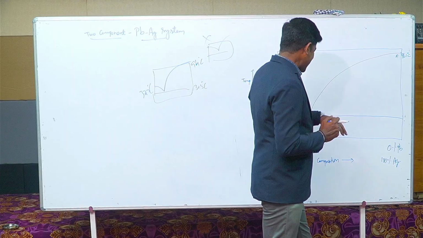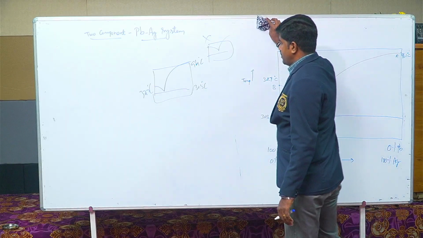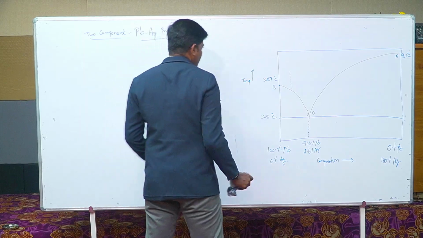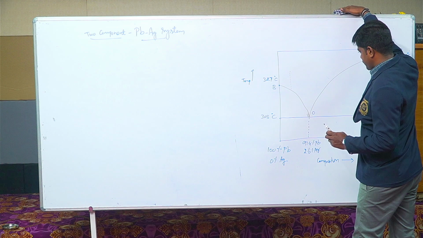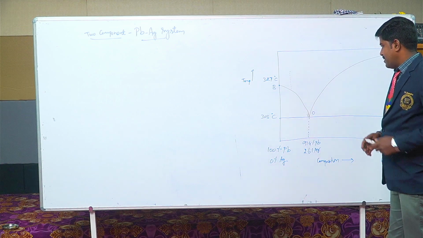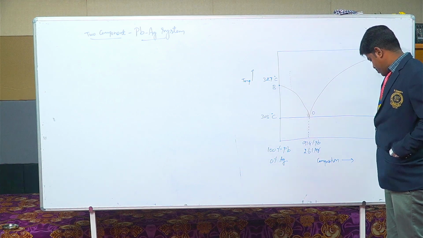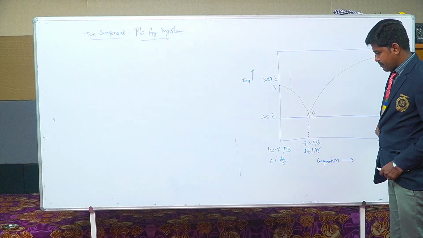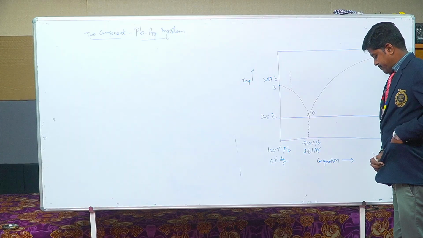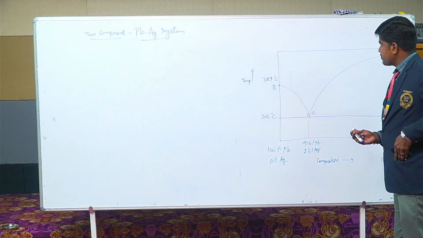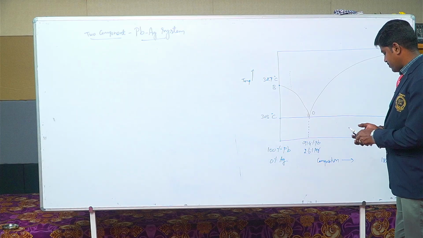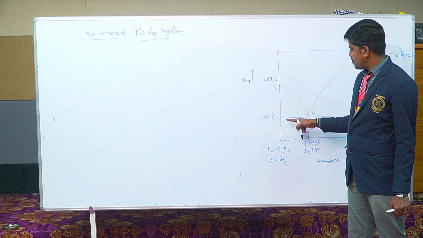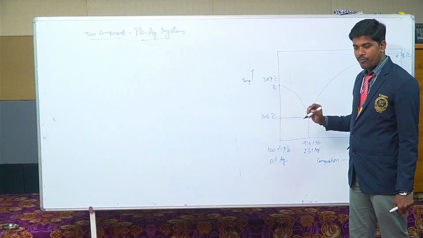Now we'll move on to explaining these curves, how the phase rule is applicable and all the things. Before that, I will label the curves and what the things present inside are. I'll explain all these things. So this is the freezing point curve of lead.